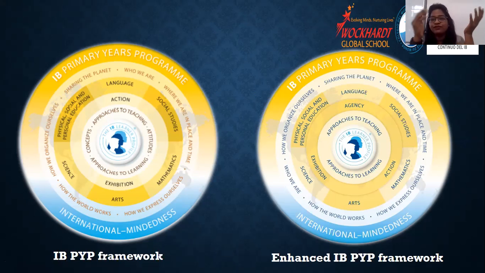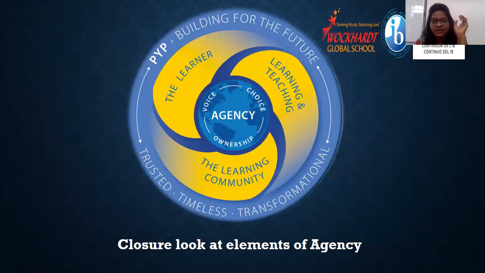Since the topic of this webinar is student agency, let's have a closer look at the third circle, which looks like this. Here the agency has been divided into three elements: the learner, teaching and learning, and the learning community. In October 2018, when IB released their enhanced PYP document, it talked about these three elements. So it is divided into three books. The first document is about the learner, then learning and teaching, and the learning community.